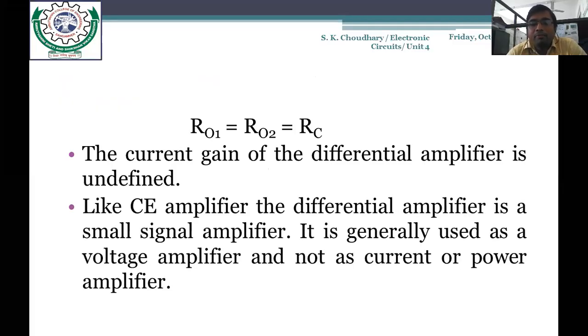Like the common emitter amplifier, the differential amplifier is also a small signal amplifier, and it is generally used as a voltage amplifier. So we are here only considering the voltage amplifier, not the current or power amplifier. That's why we have not taken the term of the current gain and these parameters here. Our discussion is restricted up to the voltage amplifier. So we can also calculate the voltage gain.